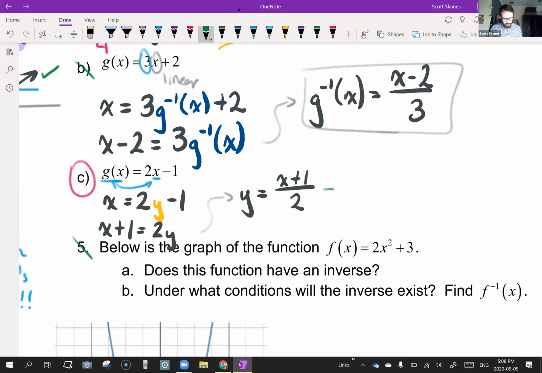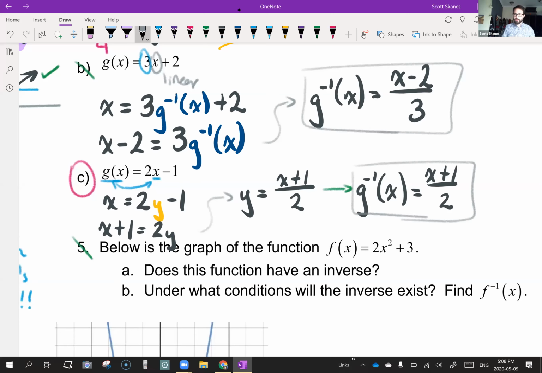And of course, I said you need to rewrite the final answer. So if you do not do that, you will lose part marks. It's important that you do. It's just replacing them. And now we're done. That's our final answer, okay? So that is the inverse.